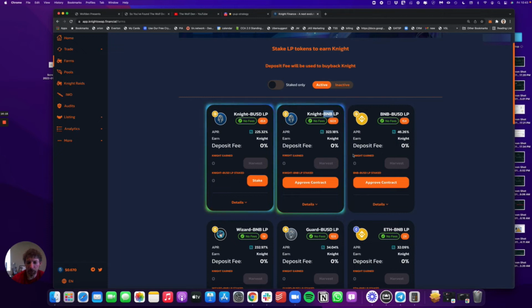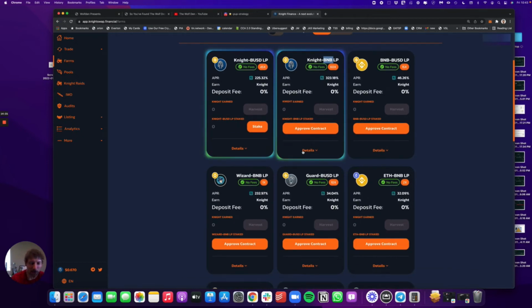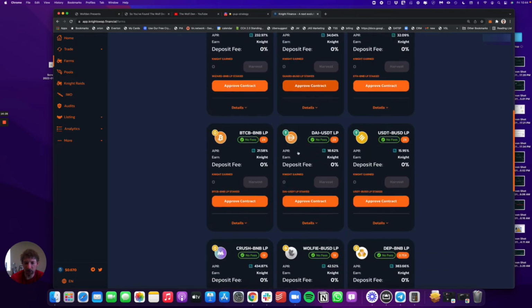And these fees at the moment are 0, so it's free. There's no fees at the moment to deposit in here, whereas other DEXs, other platforms do charge you. Okay, and you see all the different numbers, all the different percentages.